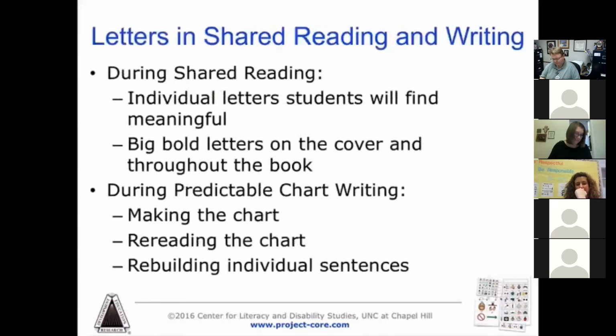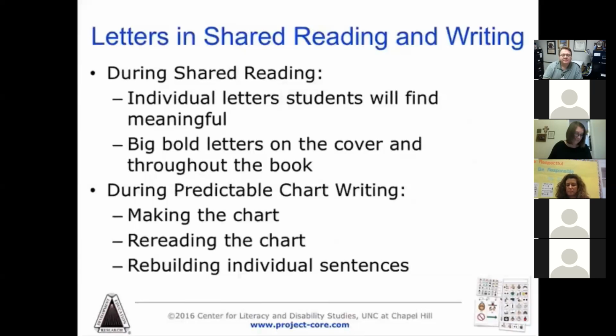In a more explicit way, you can plan to emphasize specific letters and letter sounds during reading and writing activities such as shared reading and predictable chart writing. During shared reading, you draw students' attention to the individual letter, especially those you think will be personally meaningful to each student, or those that appear in big, bold, clear print on the cover page, or at a different point in the book.